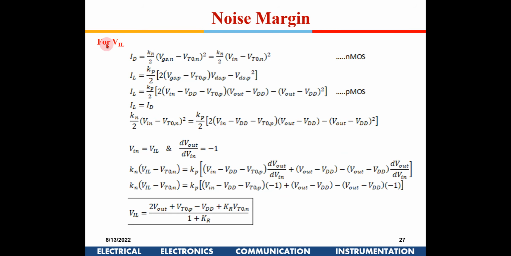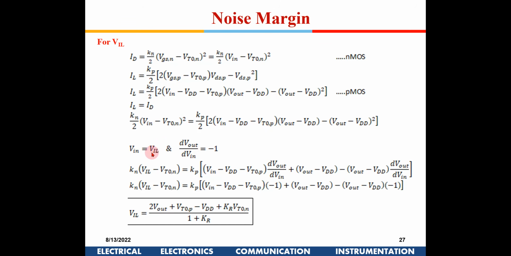Right. Now to compute a VIL, what do we do? So again, we take this for VIL. This is the equation, right? So this is for the nMOS. It will be in saturation. For PMOS, it will be in the linear region. Okay. So you are going to equate the linear region of the PMOS and the saturation region of the nMOS. So you consider this equation, right?